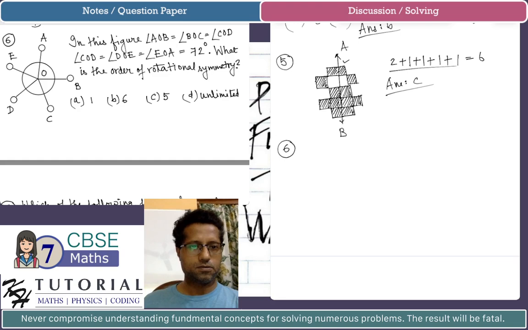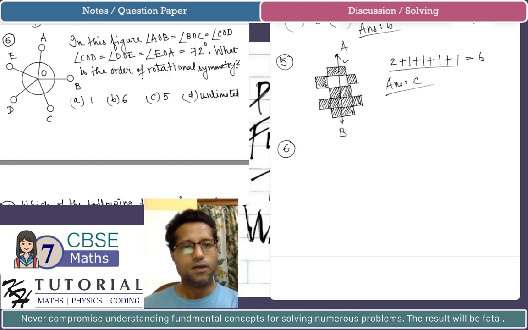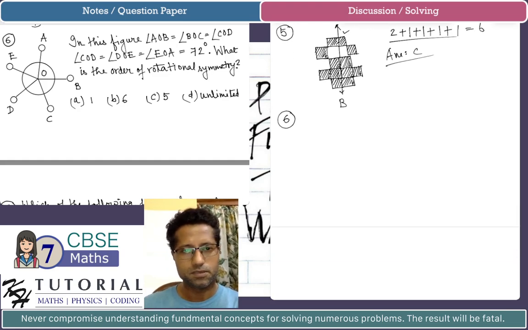So okay, so what is this figure? A circle is there, the center is marked as O. Some sticks are coming out of the center O, and the ends of the sticks have a small circle. Okay, so in this figure, angle AOB. Now let me quickly draw the figure. I'm not sure whether I will be able to draw it properly or not. Okay, and what else is there?